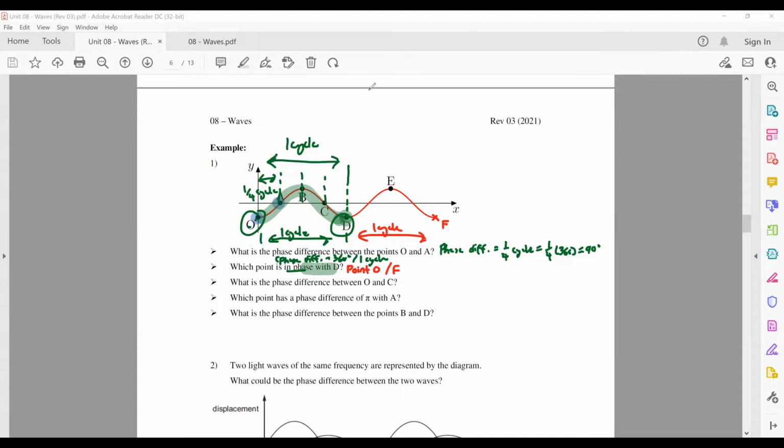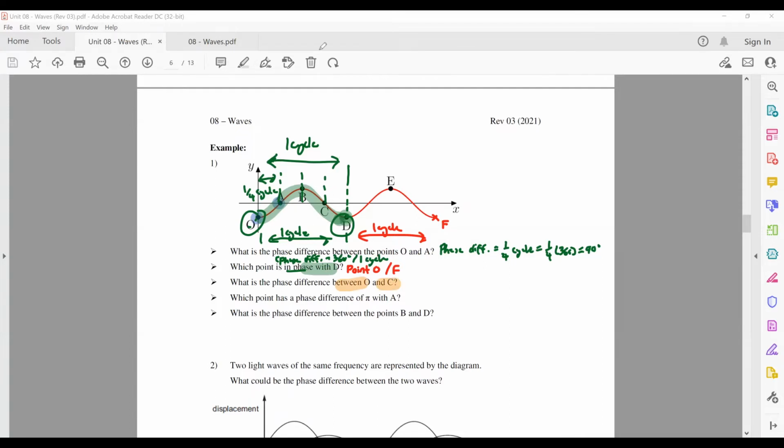It's different from the 180 degrees out of phase just now. For the 180 degrees out of phase, I said the two particles have the same displacement, but they're moving in completely opposite directions. But when you are talking about particles in phase, those two particles have the same displacement, and they're moving in exactly the same direction. So just bear that in mind. Now, what is the phase difference between points O and C?